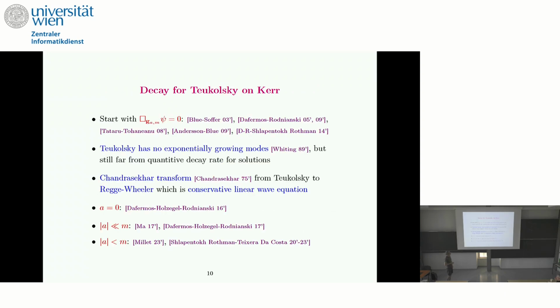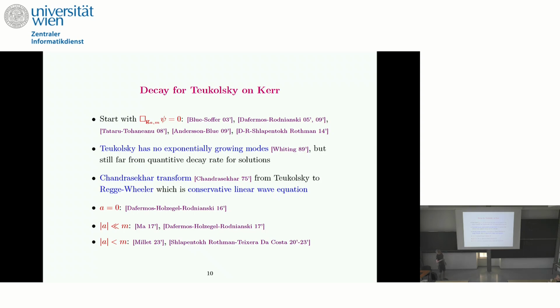And let me now go back to Teukolsky. Let me maybe just close this chapter on the linear wave. So what I explained so far was the strategy I outlined for Schwarzschild, but it turns out that the same applied to Kerr later. It was extended for small angular momentum by Tataru and Tohaneanu using microlocal methods. It was then later reobtained by Andersson and Blue using this time a physical space method for small angular momentum. And then it was extended to the full subextremal range by the famous Dafermos, Rodnianski and Shlapentokh-Rothman.